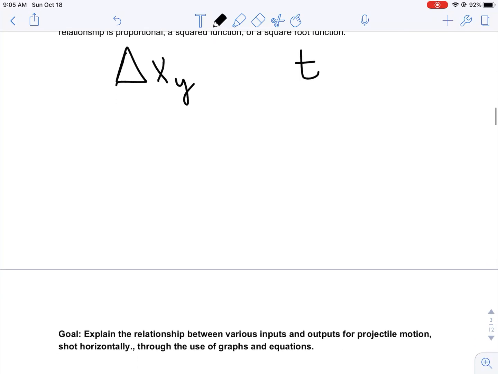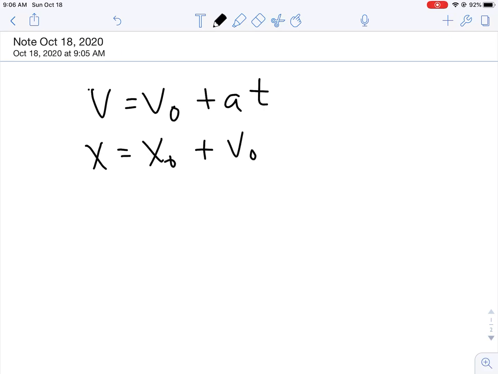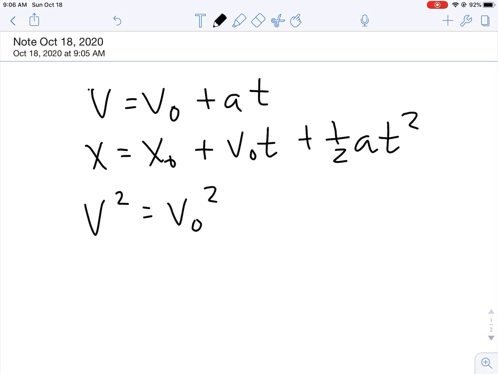Okay, now there's a lot of different kinematics equations, right? I'm going to run out of space on this page, so let's go to a new page. So we have v equals v naught plus at. We have x equals x naught plus v naught t plus 1/2 at squared, right? And we have v squared equals v naught squared plus 2a delta x. Right, and don't forget, any of these equations could be vertical or horizontal.